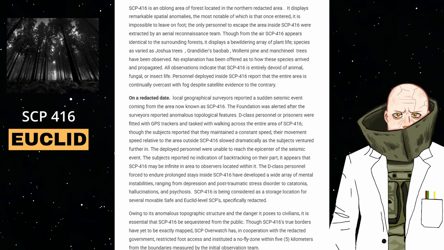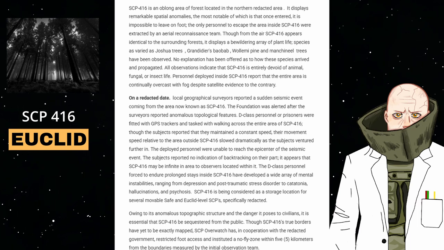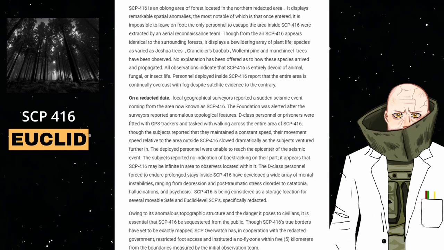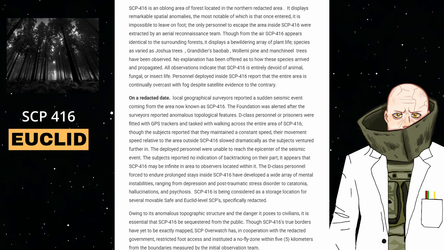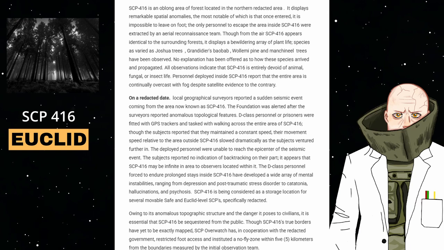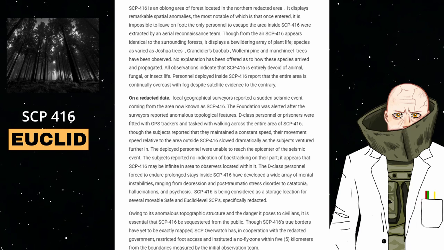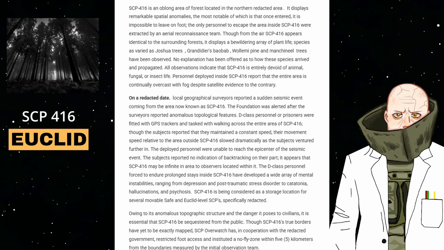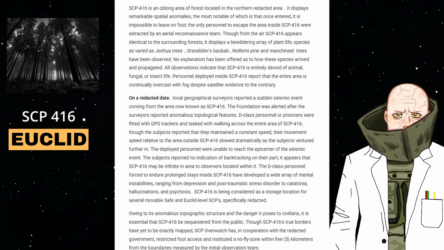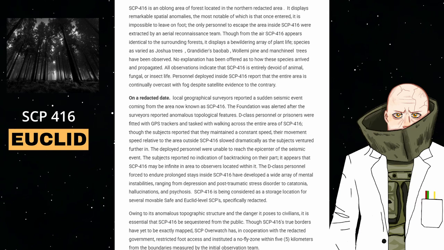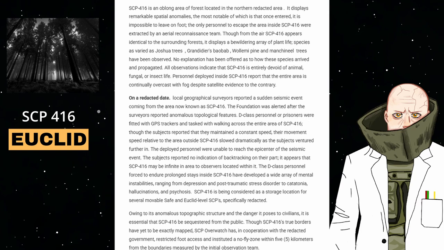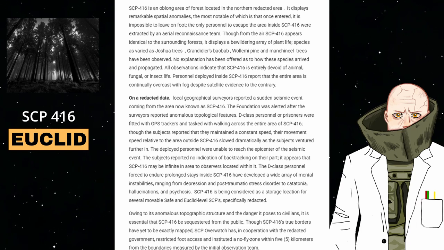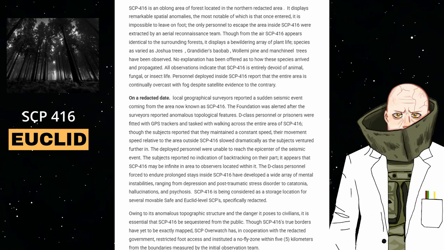D-class personnel, or prisoners, were fitted with GPS trackers and tasked with walking across the entire area of 416. Though the subjects reported that they maintained a constant speed, their movement speed relative to the area outside 416 slowed dramatically as the subjects ventured further in. The deployed personnel were unable to reach the epicenter of the seismic event. The subjects reported no indication of backtracking on their part. It appears that 416 may be infinite in area to observers located within it.